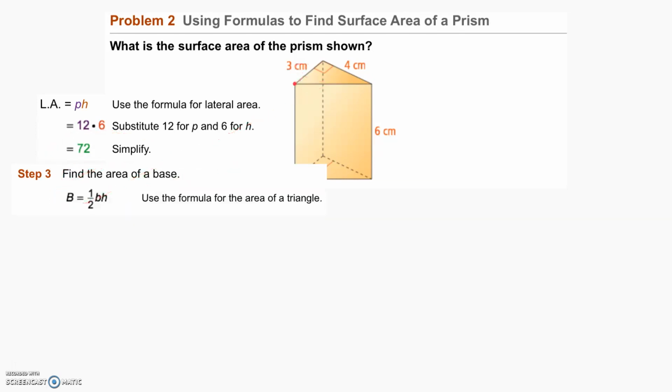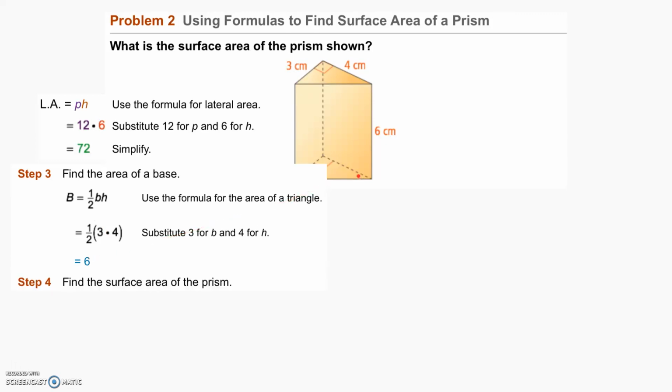So what we're going to do is simply use the formula for the area of a triangle. Notice the bases are triangles. So we're doing 3 times 4 divided by 2. 3 times 4 times half, and that gives us 6. Notice 3 times 4, that's 12. Divide by 2, that's 6.